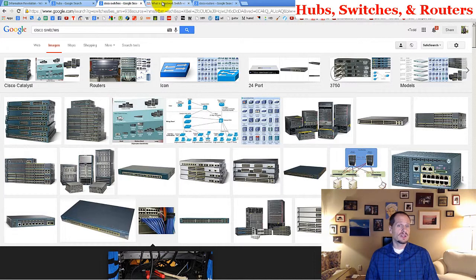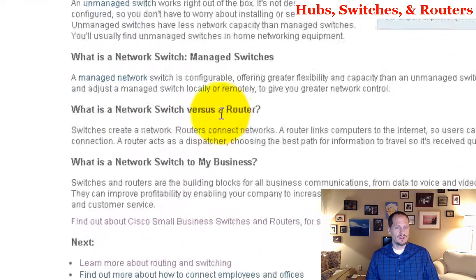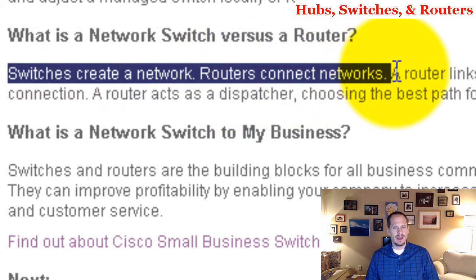And what is the difference between a switch and a router? I went to Cisco's website to get a little clarification on this for you, and just to show you what Cisco has to say about it, because Cisco is the main manufacturer of networking equipment in the world, at least from my understanding. And Cisco says, what's the difference between a switch and a router? Switches create a network, routers connect networks, right?